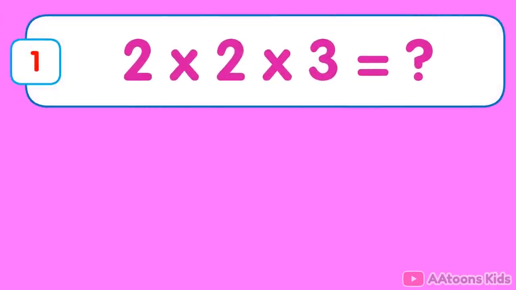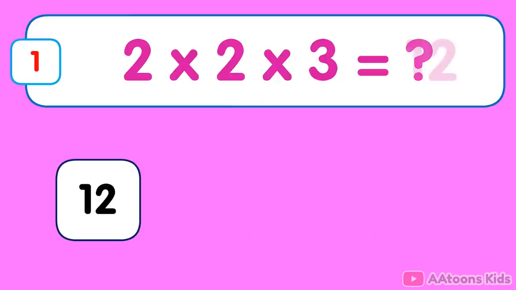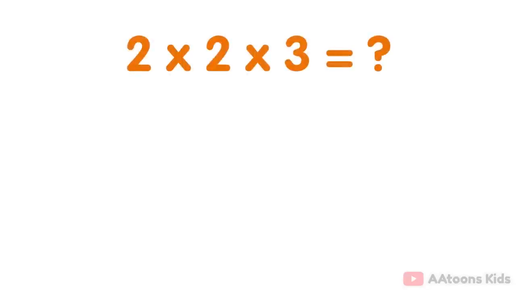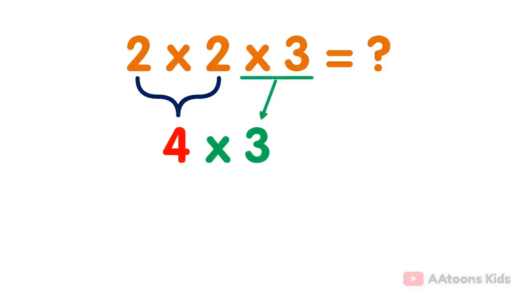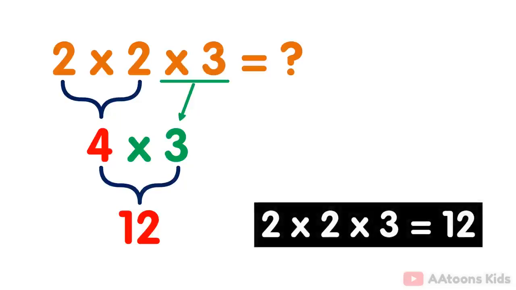2 multiplied by 2 multiplied by 3. 12. Simply multiply the numbers 2 and 2, which equals 4. Then you multiply the result 4 by 3. You will get 12. Therefore, the answer to 2 multiplied by 2 multiplied by 3 is 12.